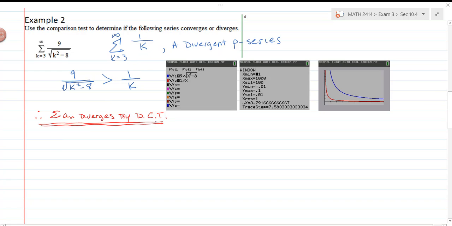In order to do this test, you have to tell me what series you're comparing to, whether or not it converges or diverges, what the relationship is between the terms of the two series, and then your conclusion by the direct comparison test. All of that has to be included in your answer. You're not going to get some nice little 1 or 2 word answer here. All of this work together makes up your proof for this series, whether or not it converges or diverges.